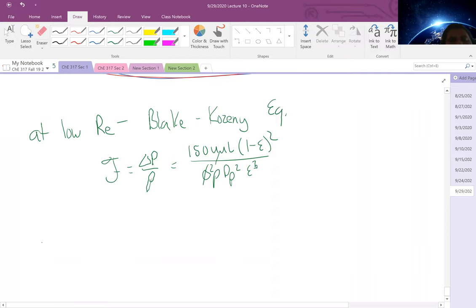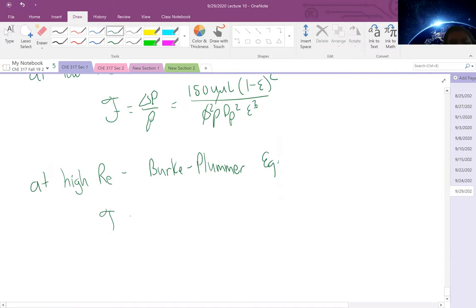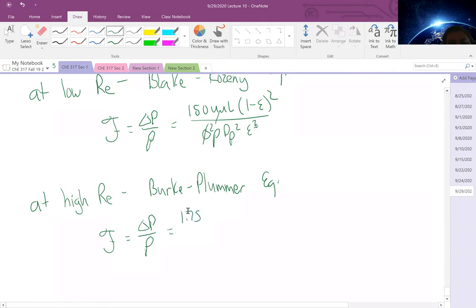And at high Reynolds numbers, we can use the Burke-Plummer equation, which states that F is equal to delta P over rho, which is equal to 1.75 times U squared L times 1 minus epsilon over phi times the diameter of the particle times epsilon cubed.